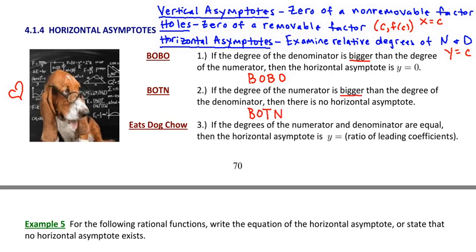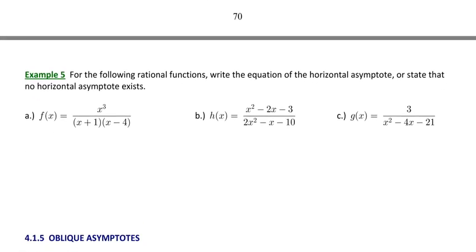And then finally, number three, if the degrees of the numerator and denominator are equal, then the horizontal asymptote is y equals the ratio of leading coefficients. So if the degrees are equal, E stands for equal, then we're going to divide coefficients in order to get the equation of the horizontal asymptote. Now, this will probably make a lot more sense when we do an example. So let's take a look here at example 5.